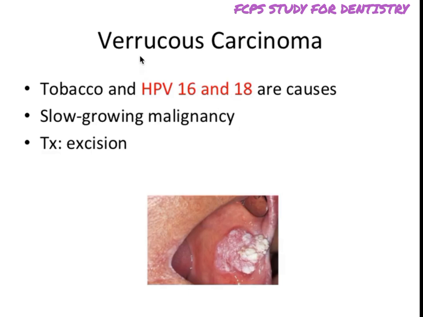Next we have verrucous carcinoma. And if you'll remember, we talked about proliferative verrucous leukoplakia, which could be a starting point for this cancer, because you'll notice that it also involves the same two HPV strains that we talked about in the last video.